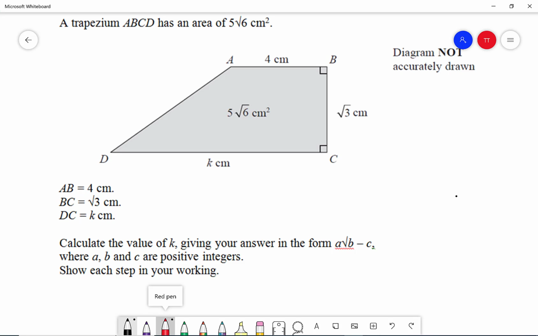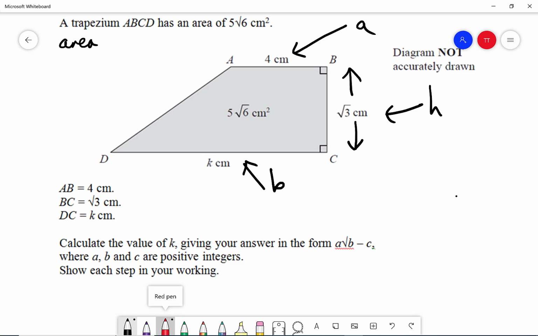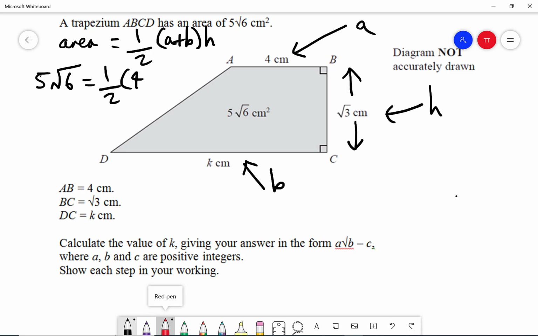So the first thing we need to know about a trapezium is that the shorter parallel side is called A, the longer parallel side is called B, and the perpendicular height is known as H. Then what we can say here is that the area of a trapezium is half A plus B times the height. So we've got 5√6 equals a half times 4 plus k. Now B is k and the height is √3.